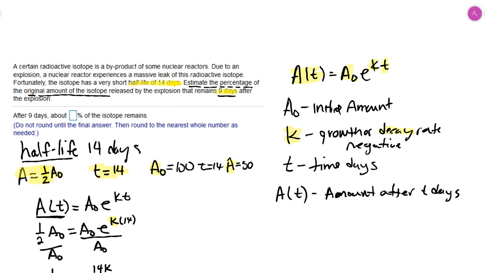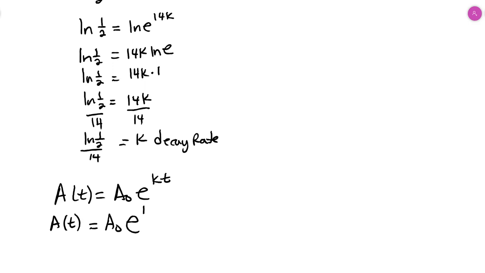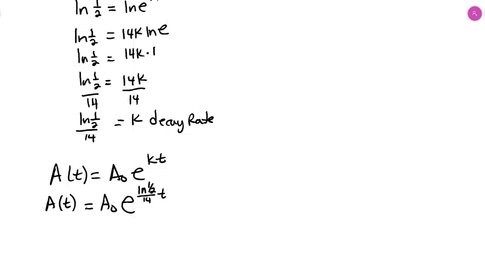Estimate the percentage of the original amount released that remains 9 days after the explosion. So my model started off being A of t equals A naught e to the kt. And now that I've figured out the decay rate, I can substitute that in. I could put that in my calculator right now, but I don't want to round too soon. So I'm going to leave it in those messy symbols so that it's exact and not rounded. So we want to know how much is remaining 9 days after the explosion. So we're going to substitute a 9 in for t. So A of 9 equals A naught e to the natural log 1/2 over 14 times 9.